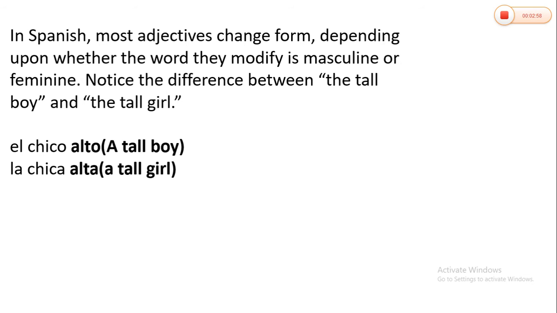In Spanish, most adjectives change form depending upon whether the word they modify is masculine or feminine. Notice the difference between the tall boy and the tall girl. Example is a tall boy. El chico alto, where alto is obviously an adjective and chico is a boy. So you can observe here, when we have o at the end of a noun which is chico, the adjective will change accordingly and o will come at the end of an adjective. Second example, la chica alta. So chica, which is a girl, ends with a, which is a noun. So the adjective alta also gets a at the end.